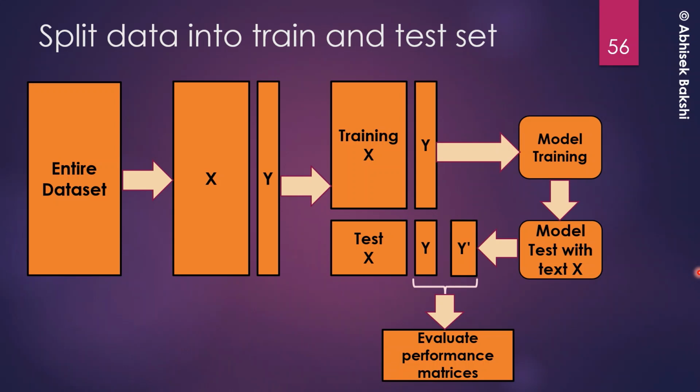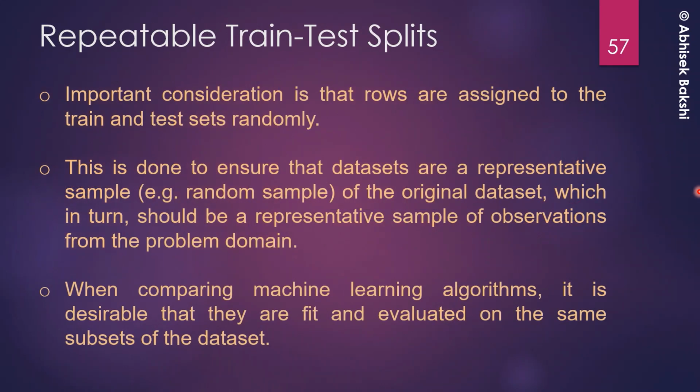But before that, we have to understand how we are dividing this entire data into training and test sets. So let's do one thing. There are two different ways by which you can do this. One we call repeatable train test split. What is this? The important consideration is that rows are assigned to the train and test set randomly. First thing is that when we are dividing, it's done randomly.